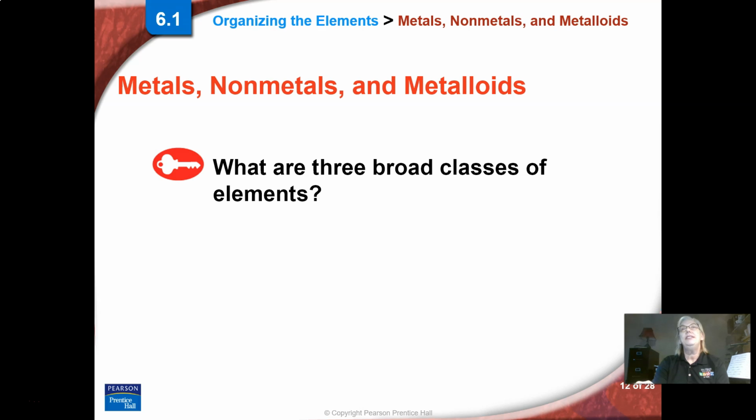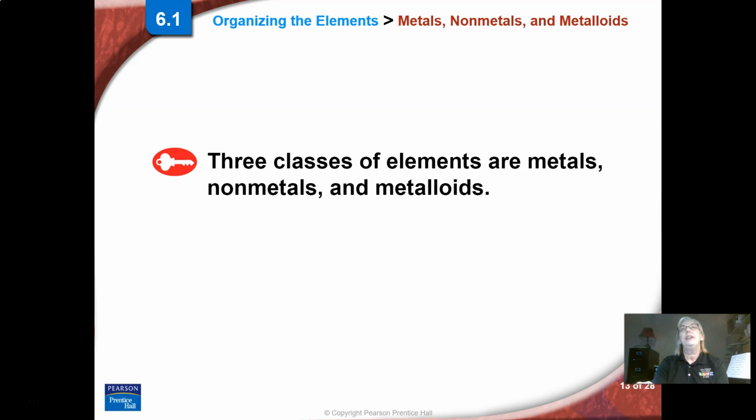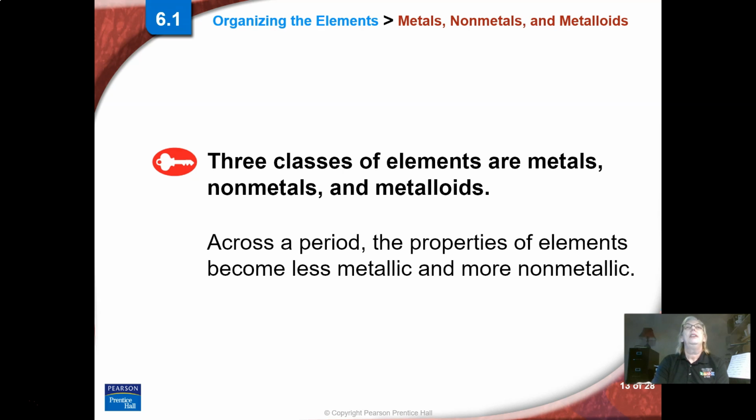So there's three broad classes of elements that we need to know. They're metals, nonmetals, and metalloids, and we need to know where they are on the table. So across the period, the properties of elements become less metallic and more non-metallic, and I'll show you that in a sec.